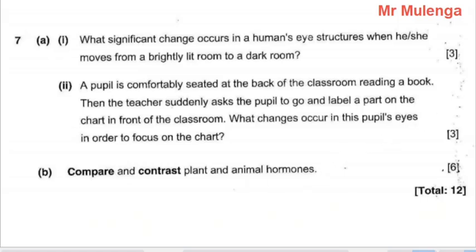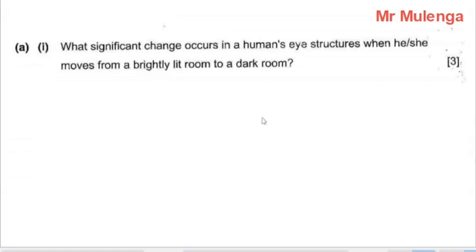So we are going to start with our first question. And our first question is question A1. What significant change occurs in a human's eye structures when he or she moves from a bright room to a dark room? Okay, so here we are looking at what happens to the human's eye structure when a person moves from the bright room into the dark room.